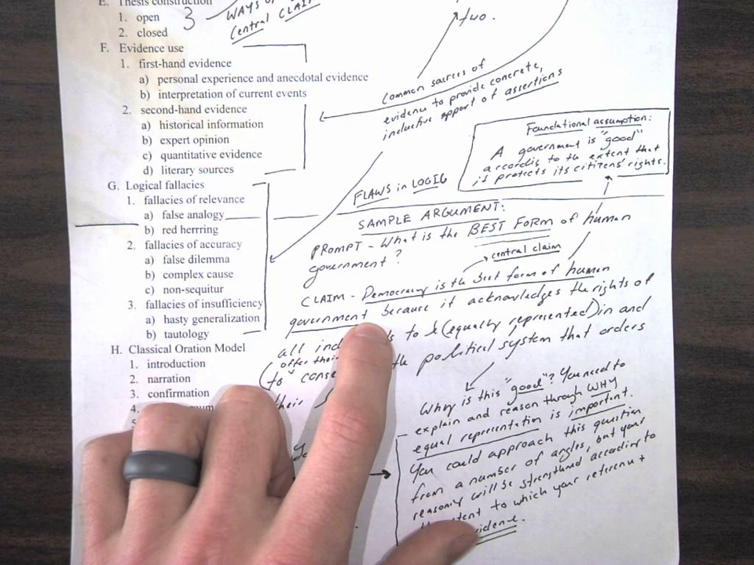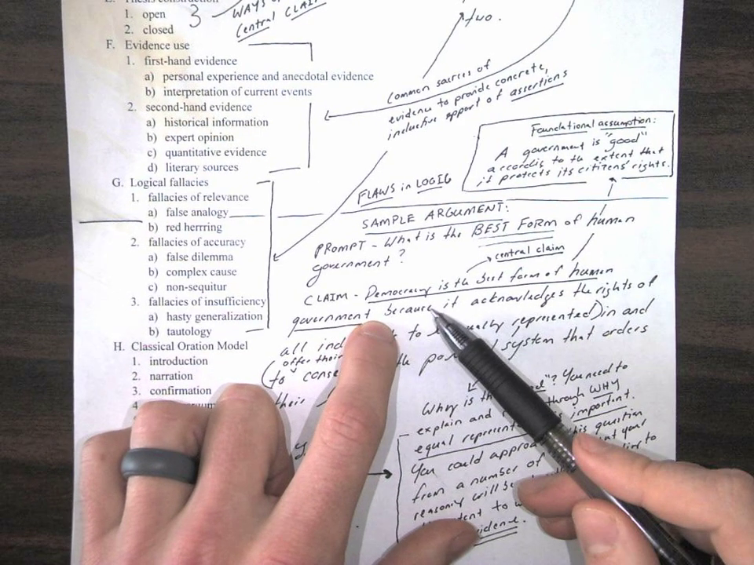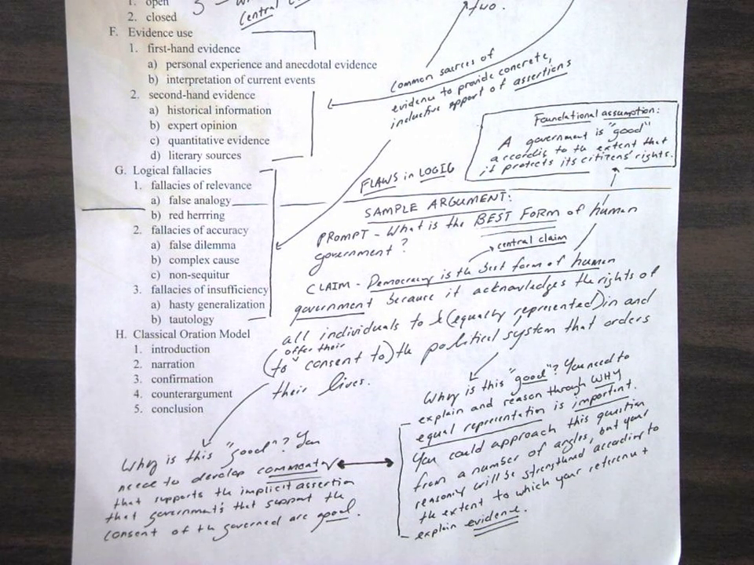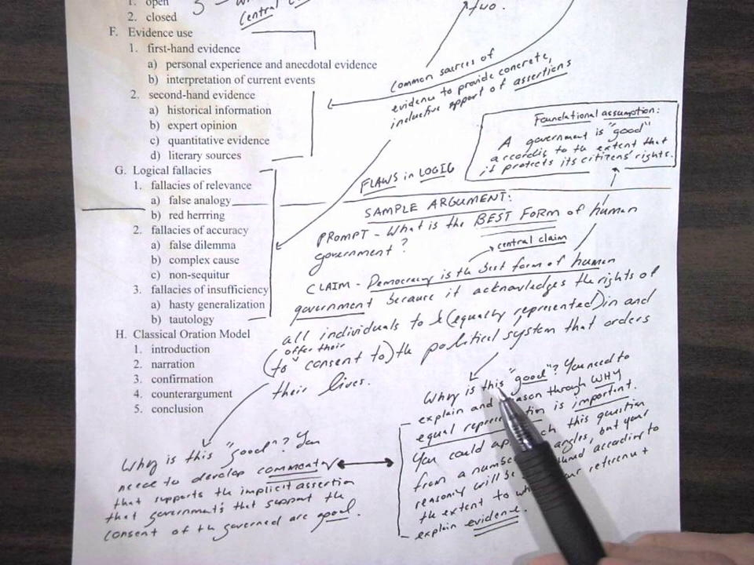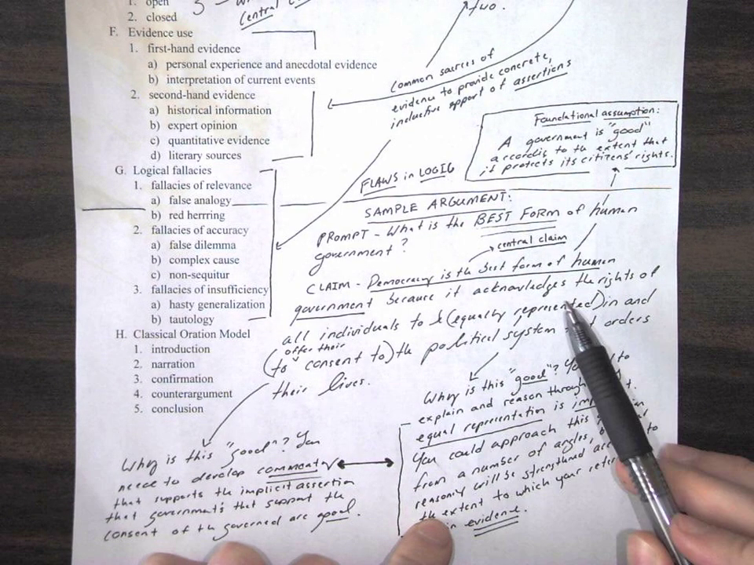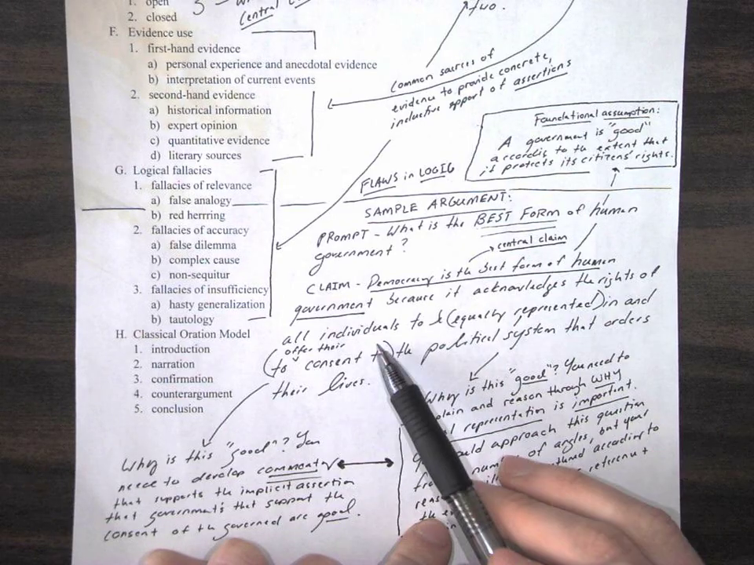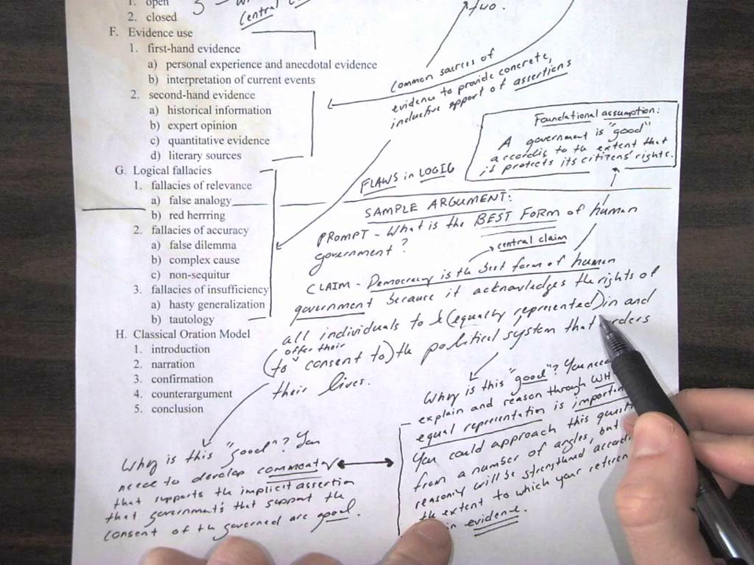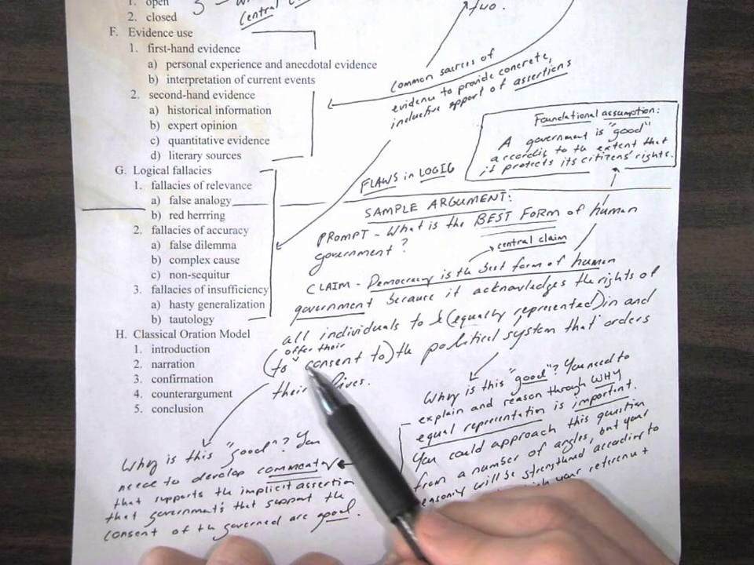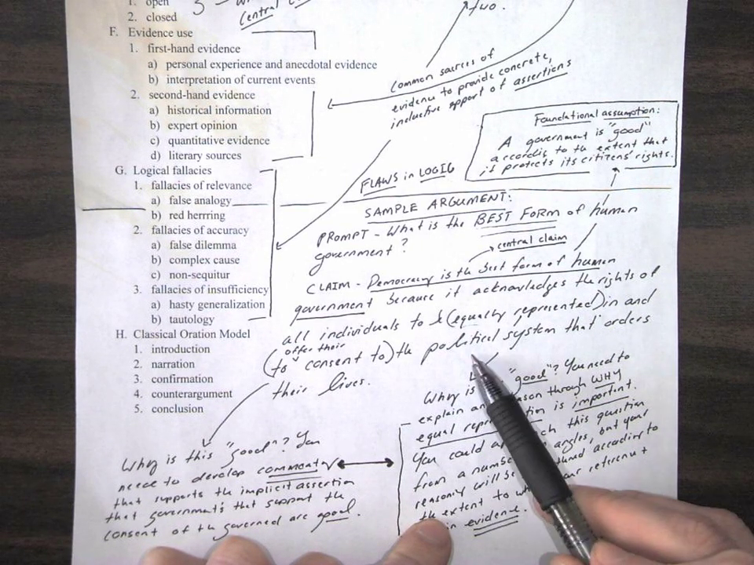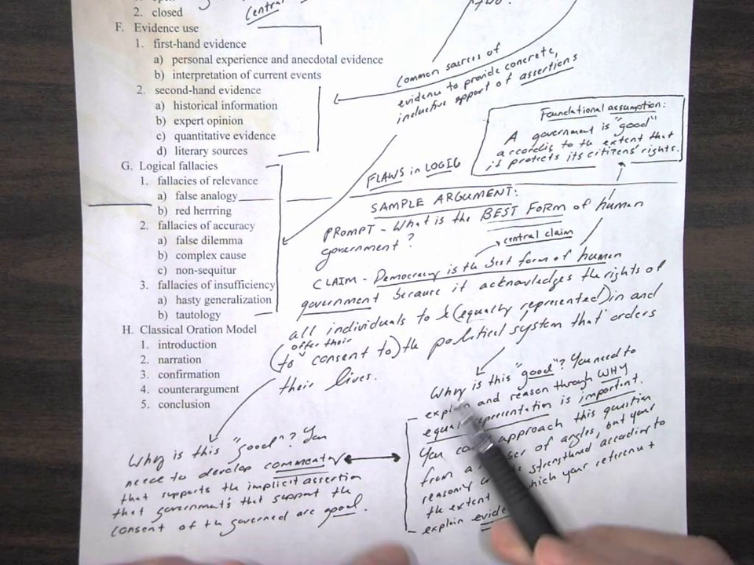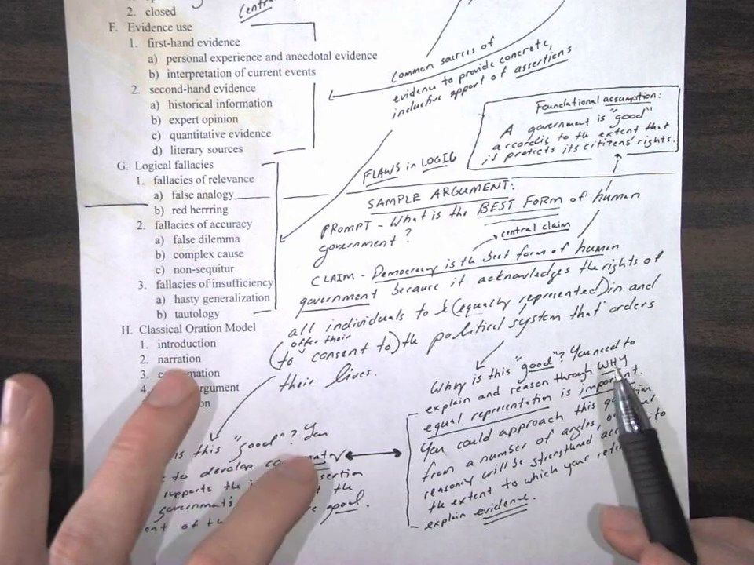Now, obviously, that's our central claim, but now we need some supporting arguments, some reasons. In the Toulmin model, we refer to this as data, some reasons why this is true. Well, the first reason I'm going to offer is because it acknowledges the rights of all individuals to be equally represented. And the second reason, to offer their consent to the political system that orders their lives. So I've offered two supporting reasons here.